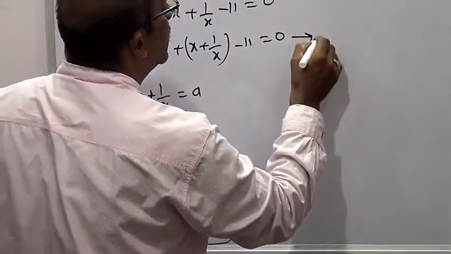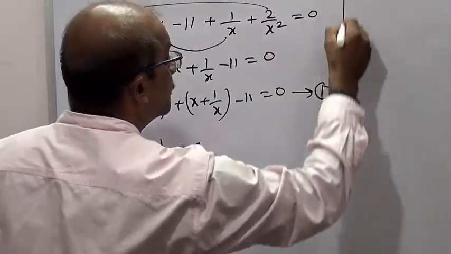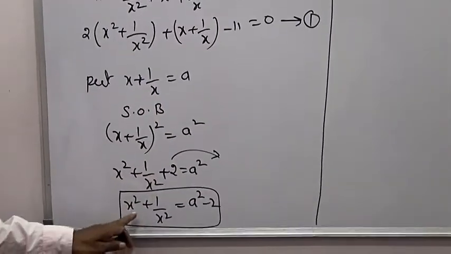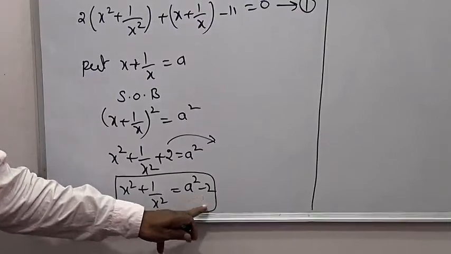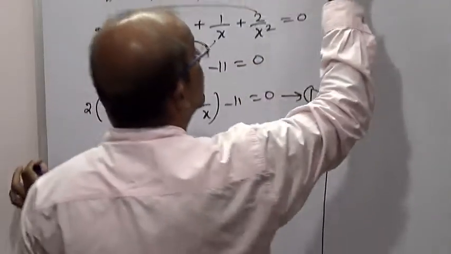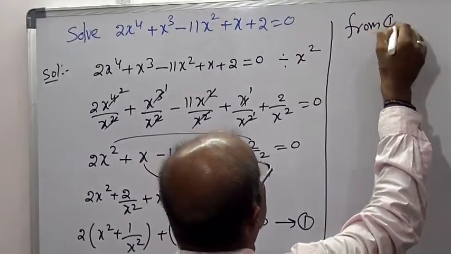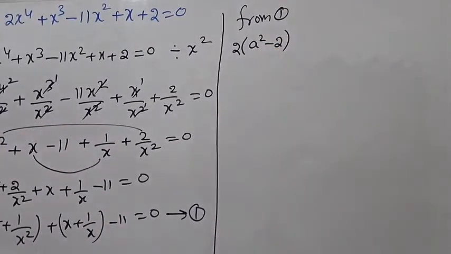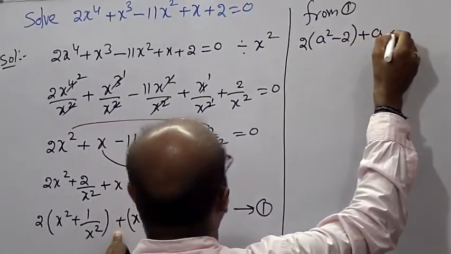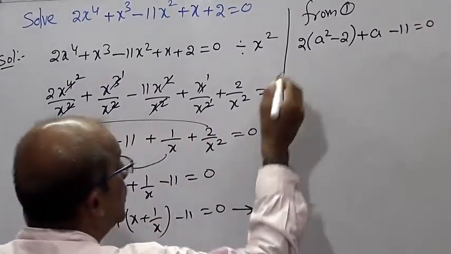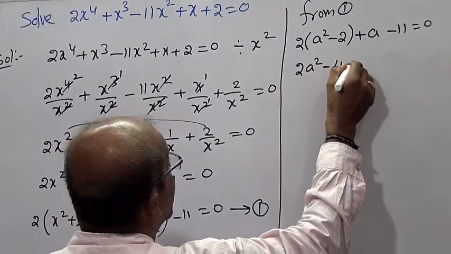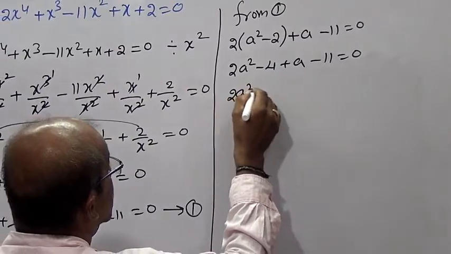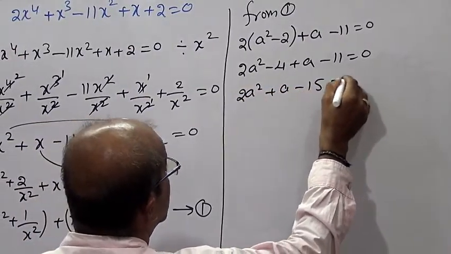Now take this as equation 1. So x plus 1 by x is equal to a, and x square plus 1 by x square is equal to a square minus 2. Substitute in the second equation, first equation from 1, so 2 of (a square minus 2) plus a minus 11 equal to 0. To simplify it, 2a square minus 4 plus a minus 11 equal to 0. 2a square plus a minus 15 equal to 0.